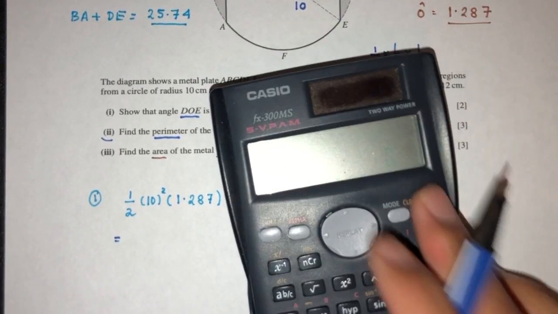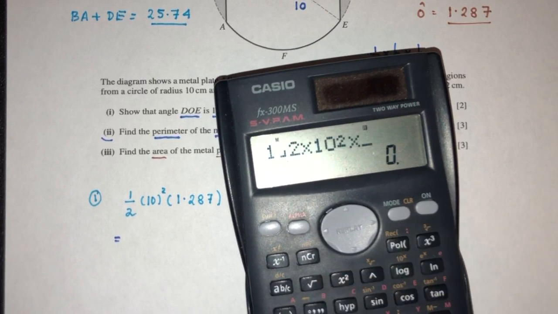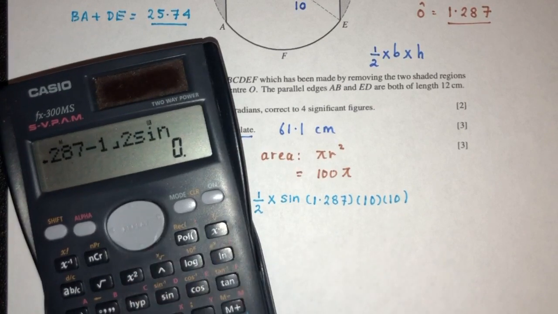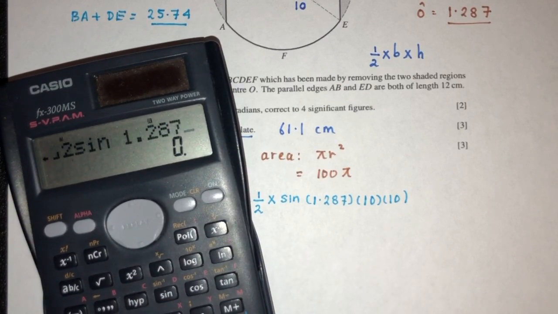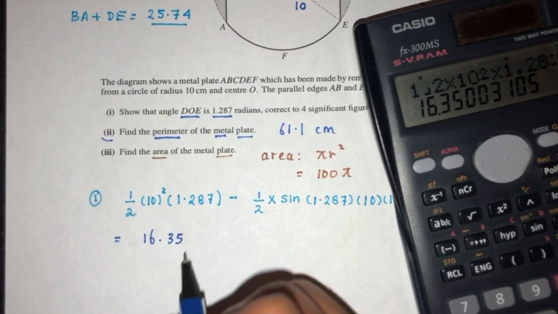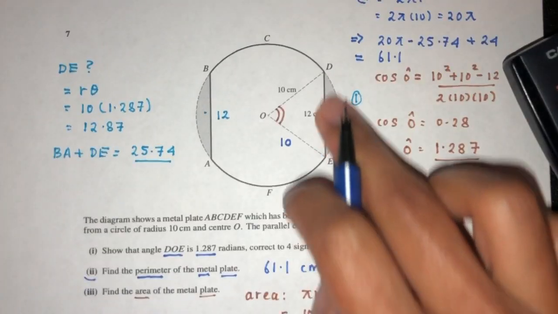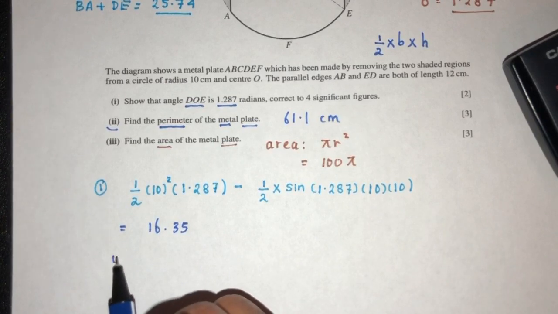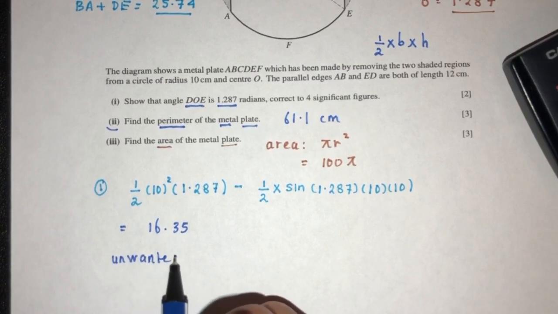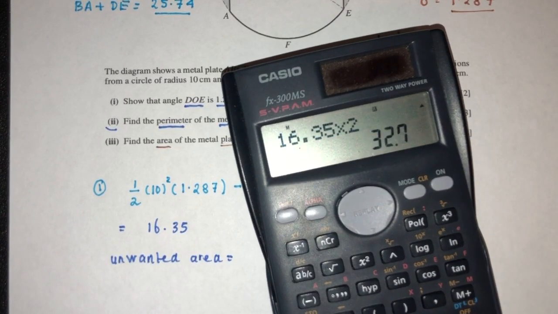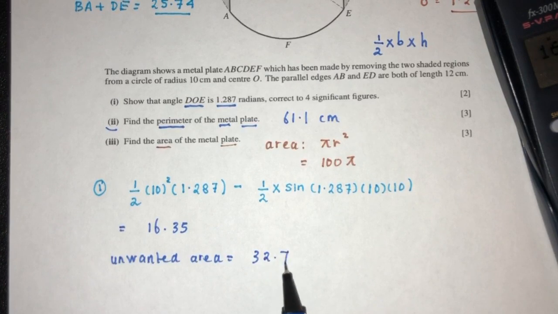So simplify, half times 10 square times 1.287 minus half sine of 1.287 times 100. That should be 16.35 for the value of this part. Now we have this and this because they're the same, so multiply by 2. So unwanted area will be this times 2. That should be 32.7, this one.